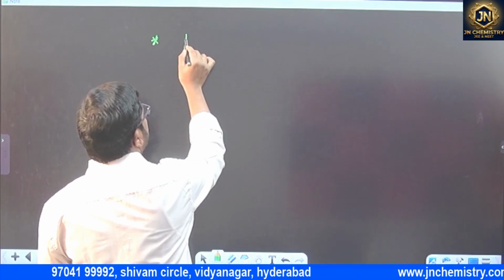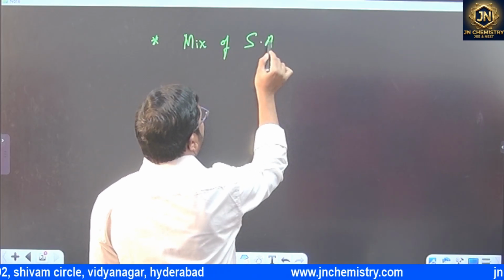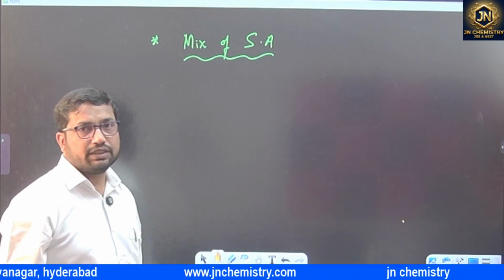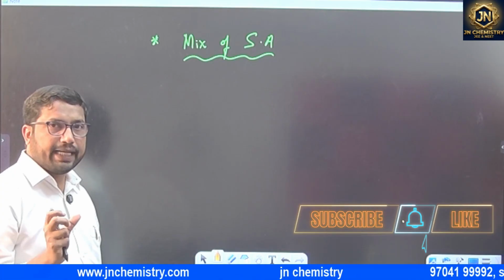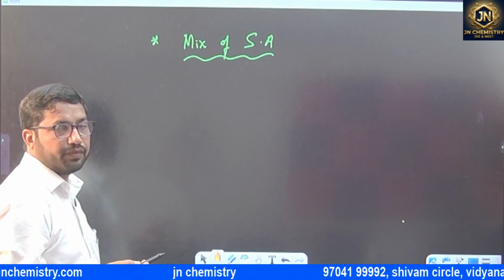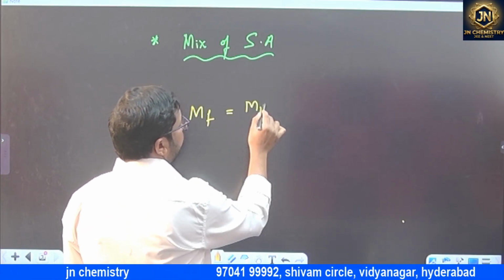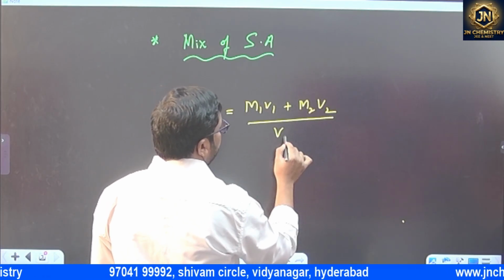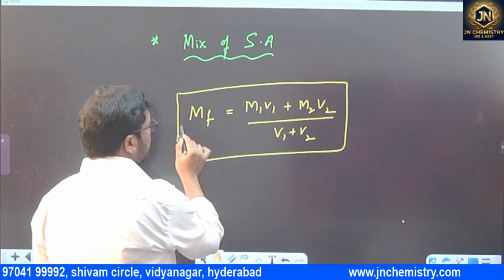We'll discuss mixture of strong acids. Second one, put the heading: mixture of strong acids. When we are mixing two acids of the same type, if you are taking the molarity, then M final equals M1V1 plus M2V2 by V1 plus V2. So this one we need to consider.